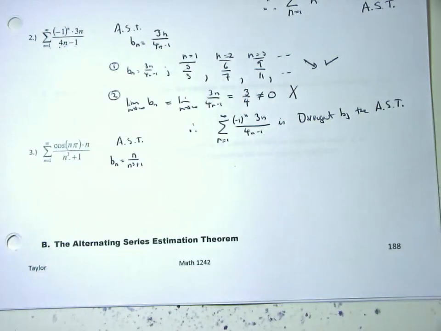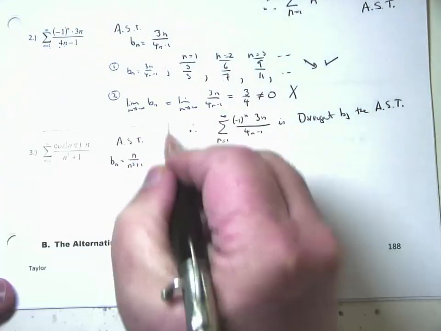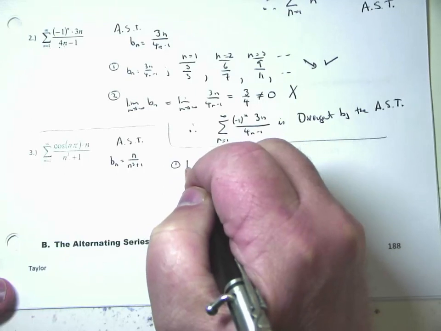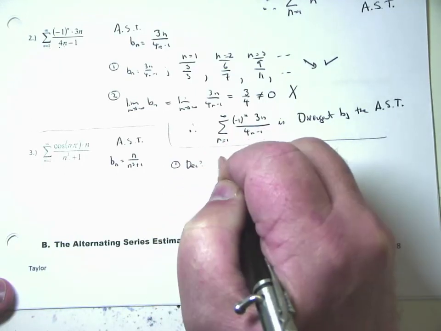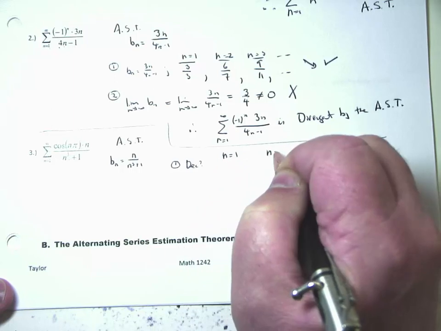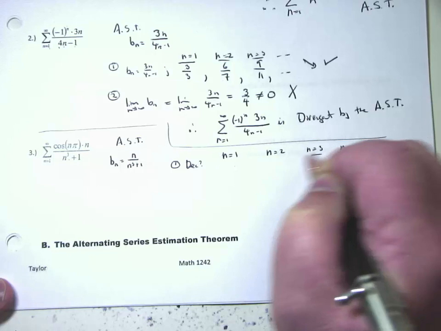This is the alternating series part without the alternation, so we're going to check it out. Number 1, I'm going to make sure of the decreasing aspect. So I'm going to plug in n equals 1, n equals 2, n equals 3, n equals 4. Just got to show me that these terms go down.